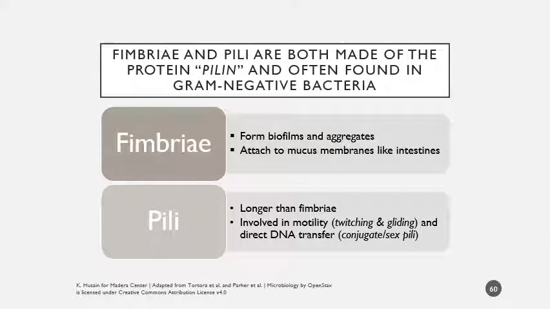And then the last couple of external structures are fimbriae and pili. Fimbriae are a little bit shorter than pili, which is what you saw on the Shigella a few slides ago. Fimbriae and pili are both made of a protein called pilin. Oftentimes when you see "in," that means a protein, and these are usually found in gram-negative bacteria. Fimbriae, again, are shorter. They help attach to different mucous membranes like the intestines. That aids in the formation of aggregates, and they also help with forming biofilms. So again, really helping with virulence.